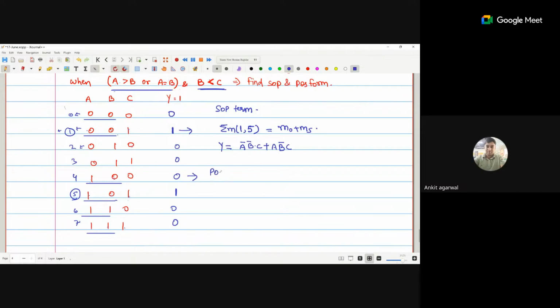Now the POS term. All the remaining terms except these 1 and 5 are included in the POS. So pi M is 0, 1 is already included, so 2, 3, 4, 5 is included here, then 6 and 7. Okay, or I can represent it as M0 times M2 times M3 times M4 times M6 times M7.